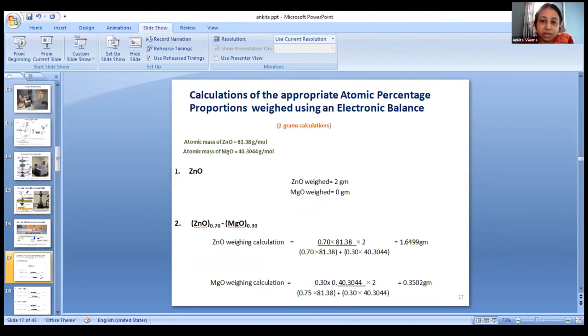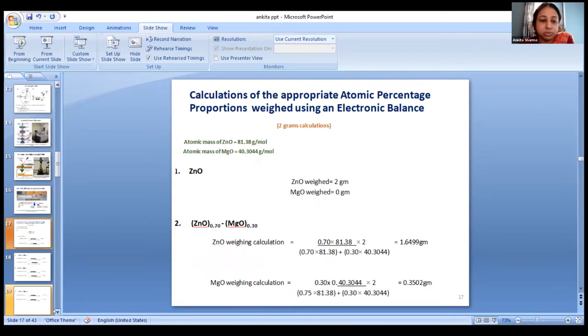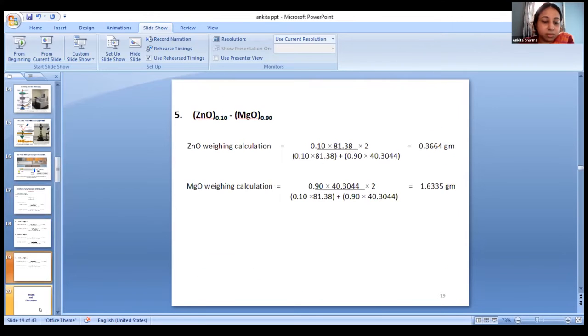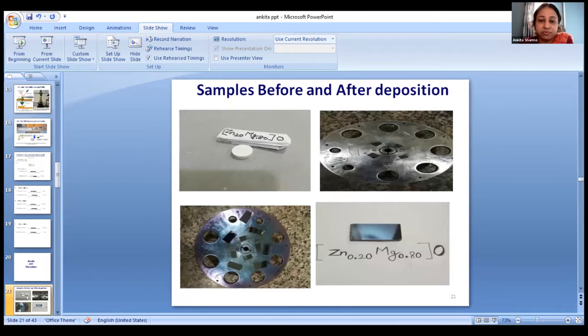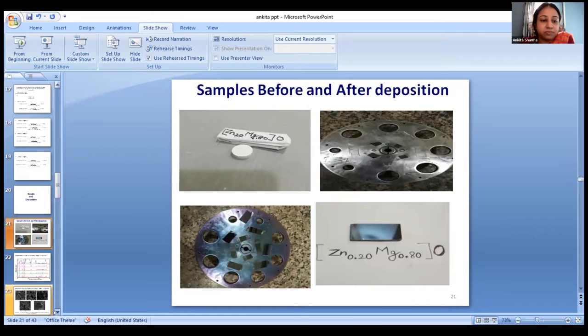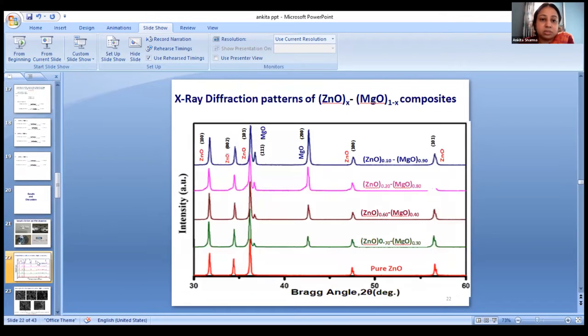So these are some of the weight calculations for the zinc oxide and magnesium oxide thin films with different compositions. Now, these are the results of our analysis. We can see the before and after images of the thin film sample. This is the result of the XRD diffraction pattern.